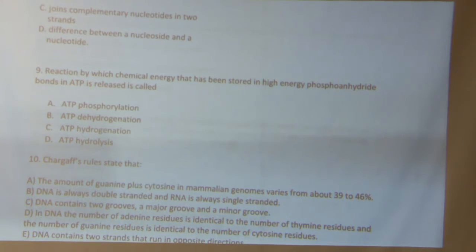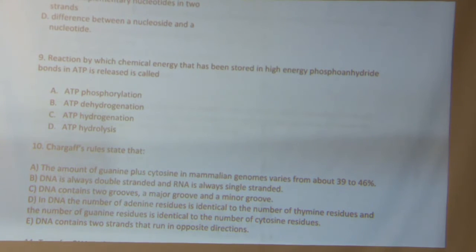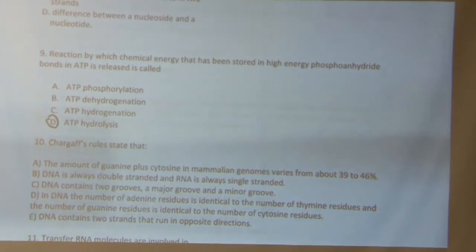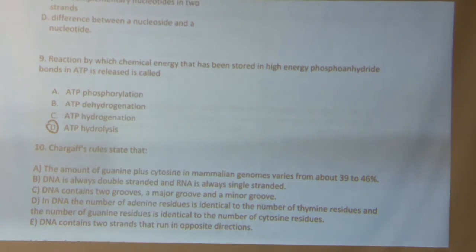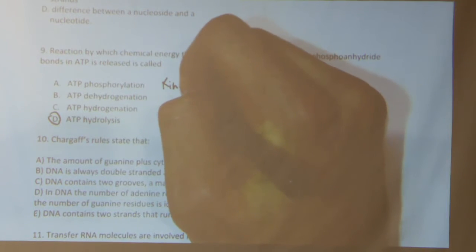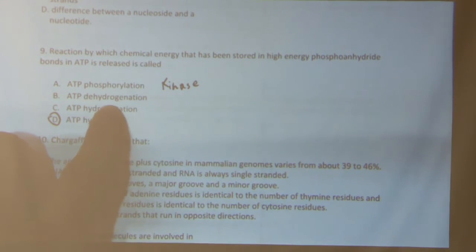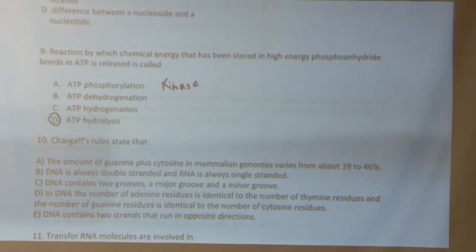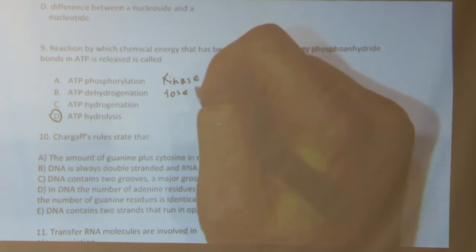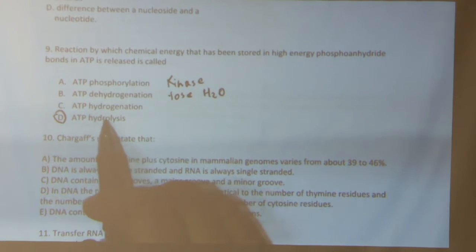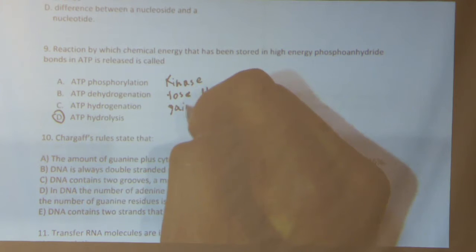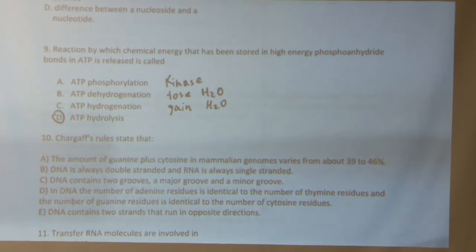So for the next question, number 9: reactions by which chemical energy that has been stored in a high energy phosphoanhydride bond in ATP is released. What is the process called? Hydrolysis? Awesome. So ATP phosphorylation, what does that? Awesome. So what adds phosphates? What type of molecule? Kinases? Awesome. How about ATP dehydrogenases, or hydrogenation? What is occurring there? Dehydration? So what are we losing? So we lose water. And then for this one, hydrogenation, what are we gaining? Awesome. So 9 is D.